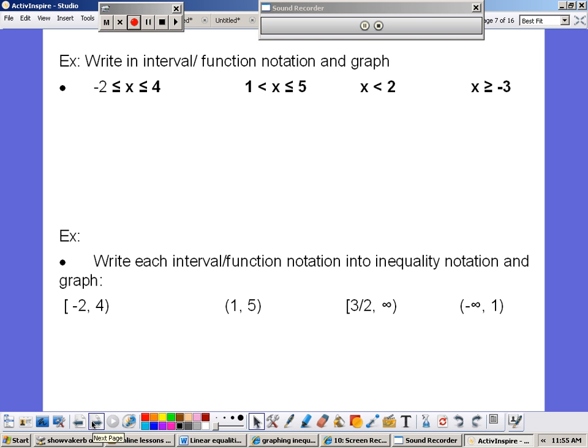Okay, so we're going to write inequalities into interval notation. This has the equal to sign, so we're going to use the brackets. I start at -2 and I go to 4. That's how you write your interval notation. This does not have an equal to sign, so it's a parenthesis. This has an equal to sign, so it's a bracket, so it's (1, 5].